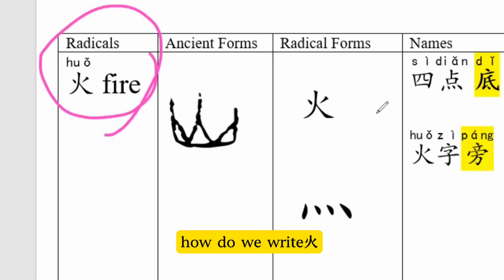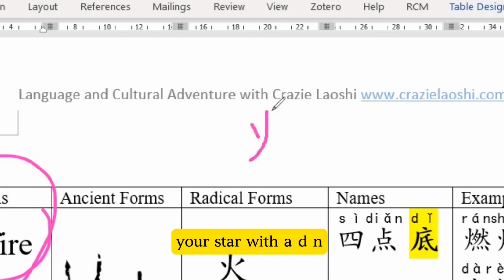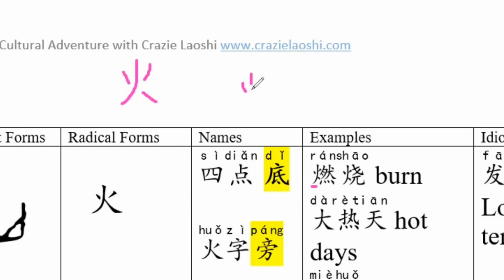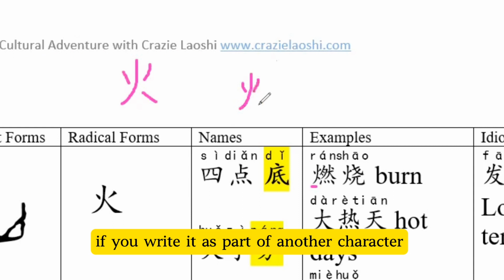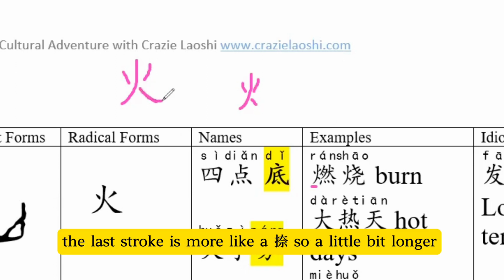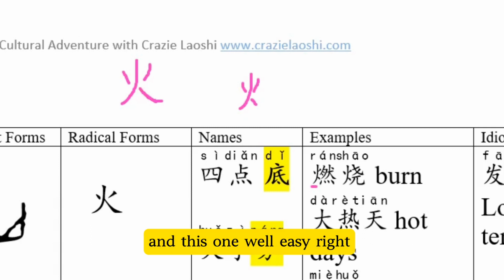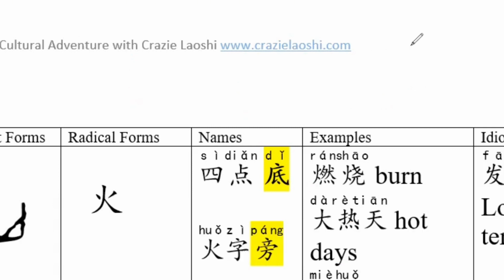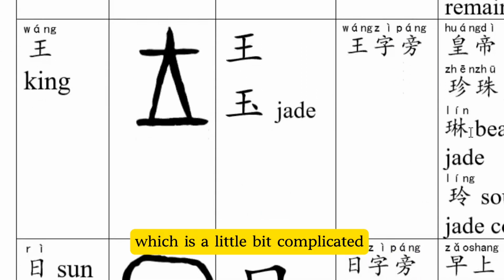How do we write 火? The original 火, you start with a 点, and there's your 火. Just notice for the 火, if you write it as part of another character, the last stroke is a tiny little dot. But if you write it by itself, the last stroke is more like a 捺, a little bit longer. And this one, well, easy, right? Just remember the direction of the dots. So, all right. Let's move on to next, which is a little bit complicated.